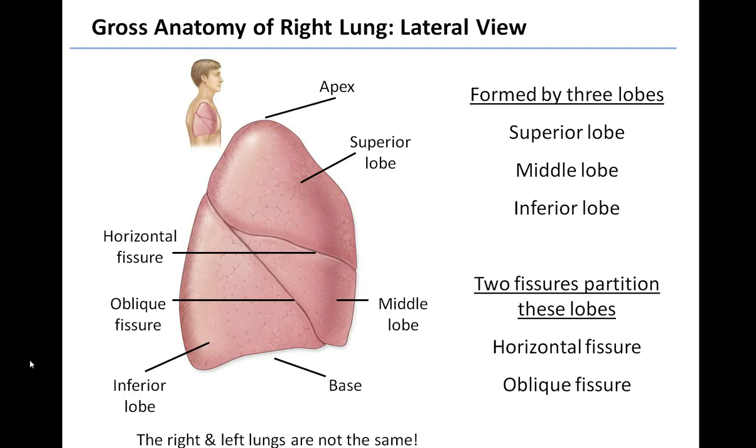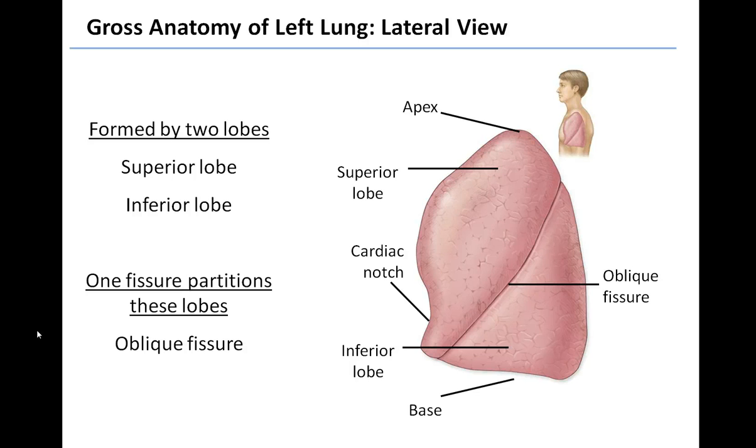Now, an important concept to remember is that the right and left lungs are not identical. There are significant differences in the anatomy of each of the lungs. In particular, your right lung is slightly larger than the left lung. It contains three distinct segments or lobes. We have a superior lobe, a middle lobe, and an inferior lobe. Each of the lobes are separated by a groove-like structure that we call a fissure. We have an oblique fissure and a horizontal fissure. The horizontal fissure separates the superior and middle lobes. The oblique fissure separates the middle and inferior lobes.